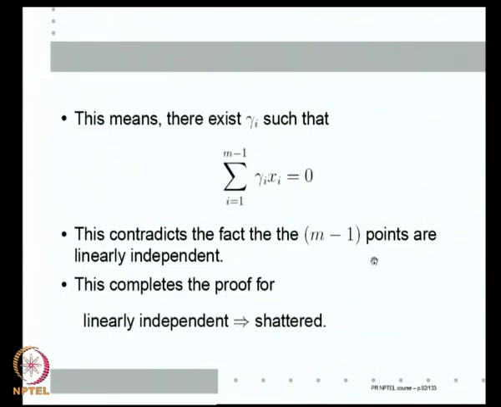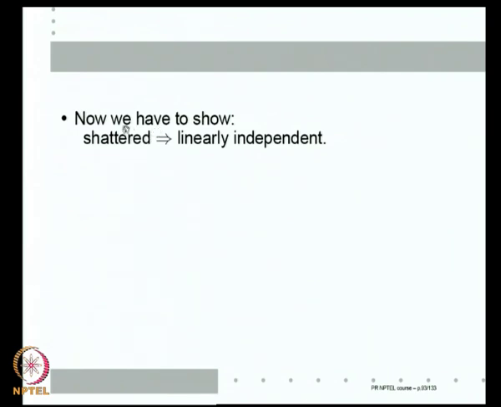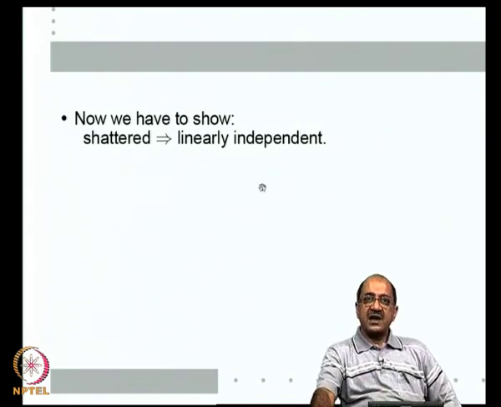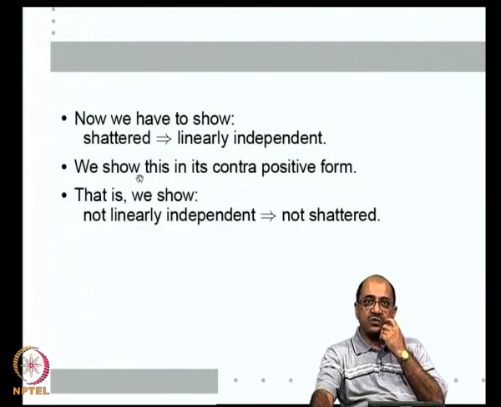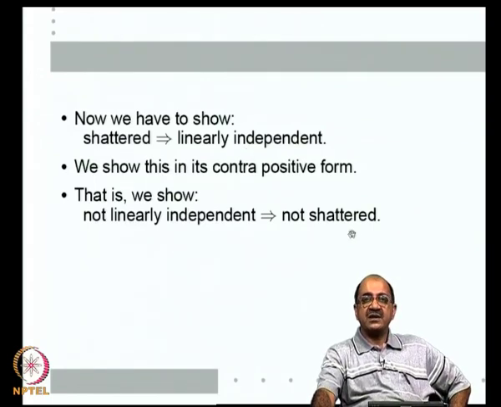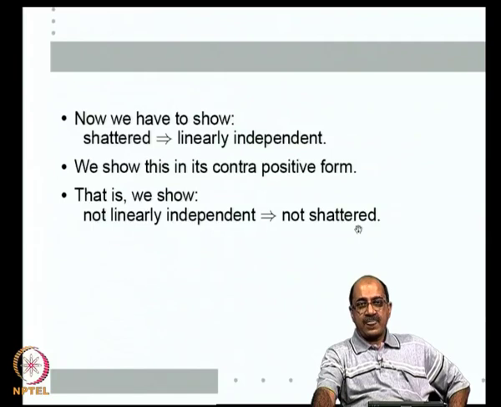Okay. So, the second part we have to show is that shattered implies linearly independent. We have shown that if x1 to x m minus 1 are linearly independent, then the set is shattered. Now, we are showing that if the set is shattered, then x1 to x m minus 1 are linearly independent. So, A implies B is the same as not B implies not A, that is called the contrapositive form. So, we will show this in the contrapositive form, namely not linearly independent implies not shattered.